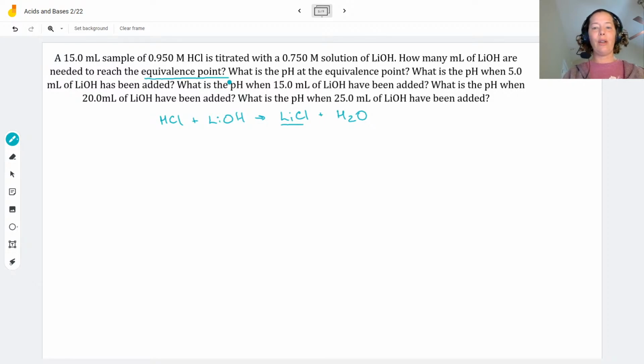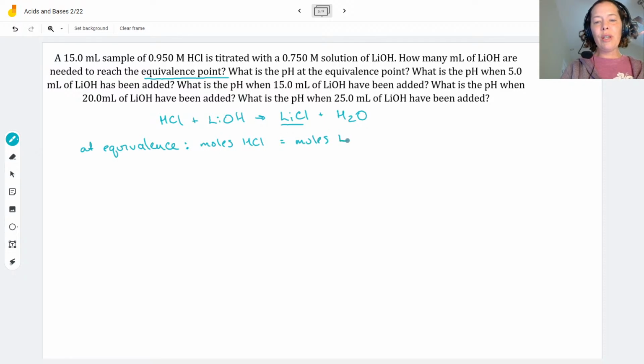What is true at the equivalence point? At equivalence, what happens is we have our moles of hydrochloric acid equal our moles of lithium hydroxide. You can also think of this a little bit differently.